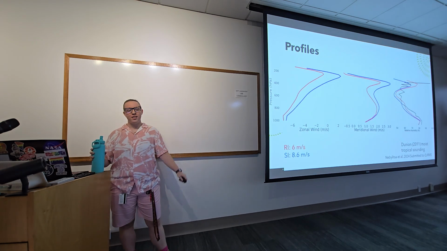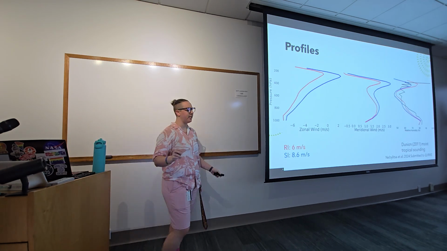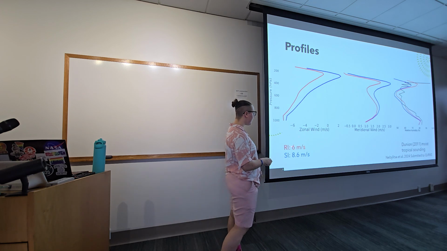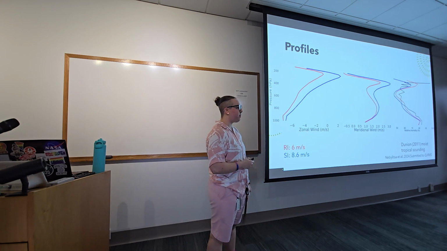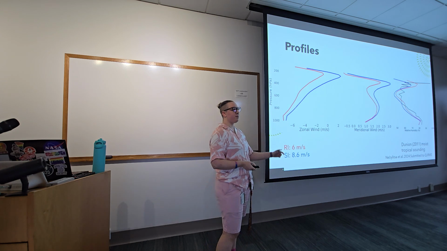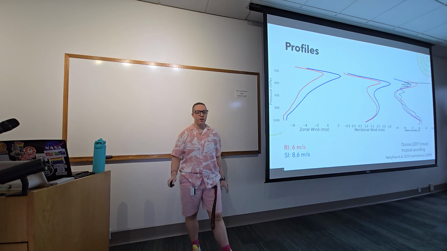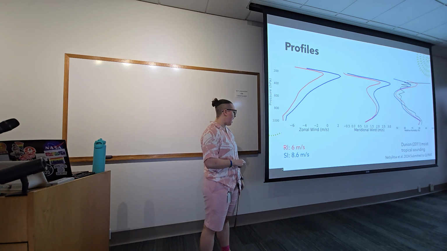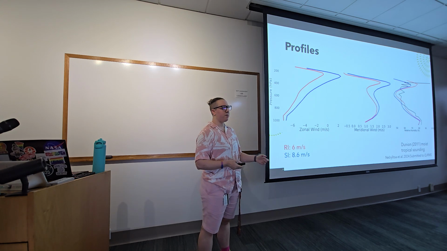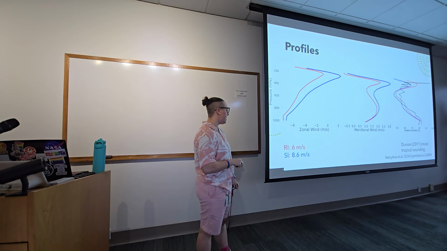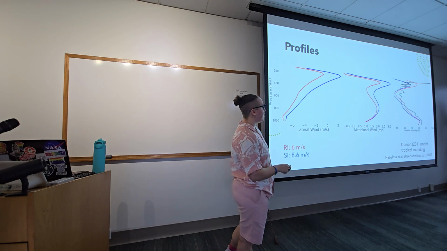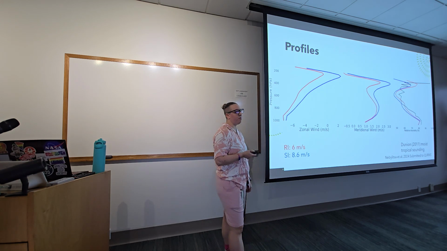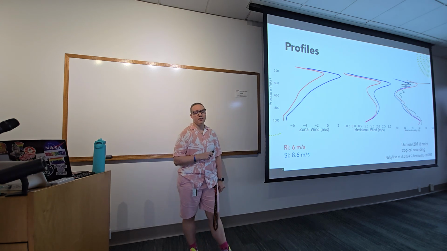So what do those profiles look like? The colors changed, I'm sorry. Our RI is now red, our SI is now blue. We have the zonal and meridional component of the wind. A lot of those simplified wind profiles only use the zonal. And we have our average shear at onset from our climatology of 6 meters per second for the RI and 8 meters per second for the SI.